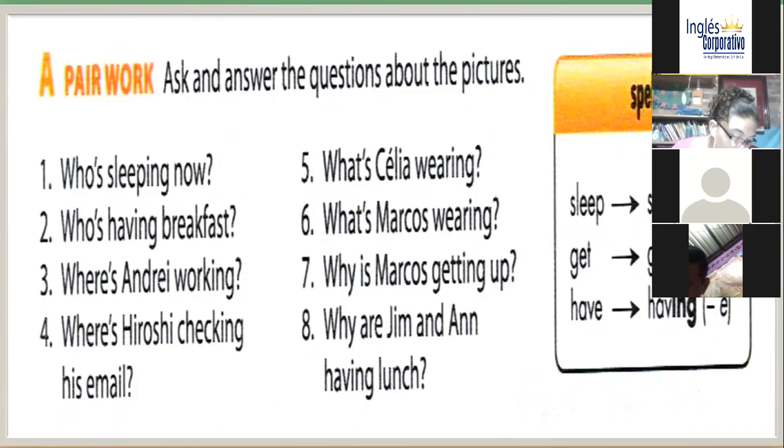¿Por qué Marcos está levantándose? Ponemos porque ya son las 6 de la mañana. Ajá, very good. Excellent. Okay. Entonces empezaríamos con because. Ajá, exactly. Very good. Because it says it's 6 a.m.